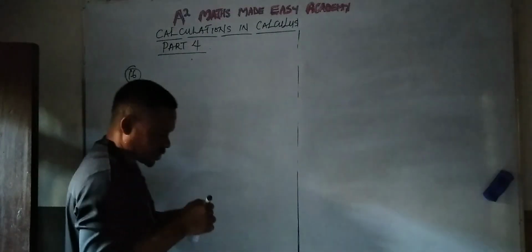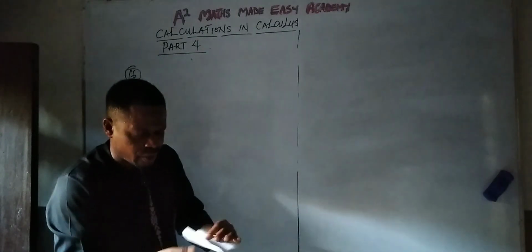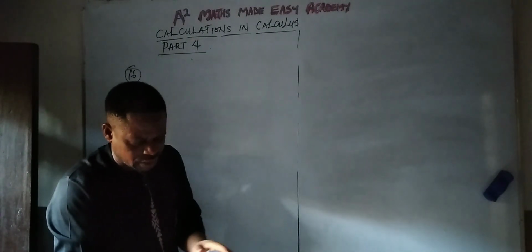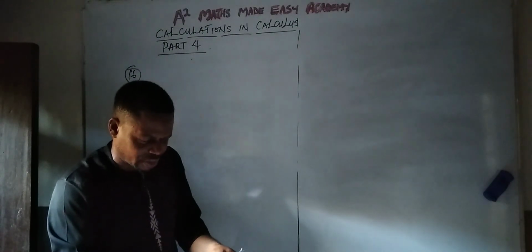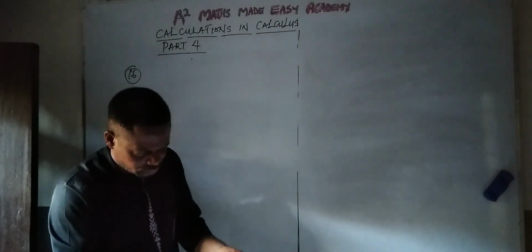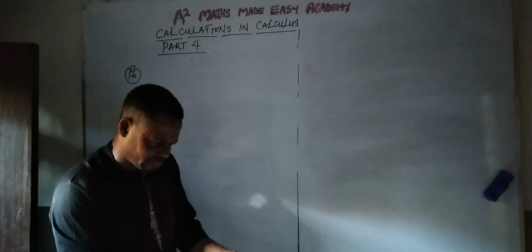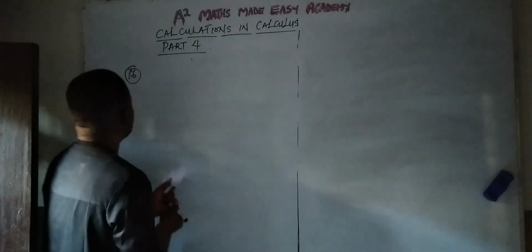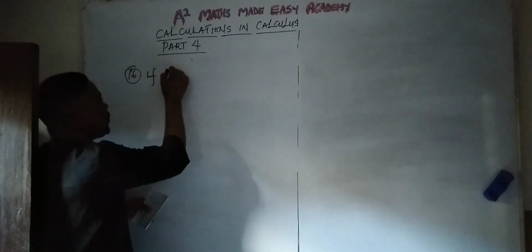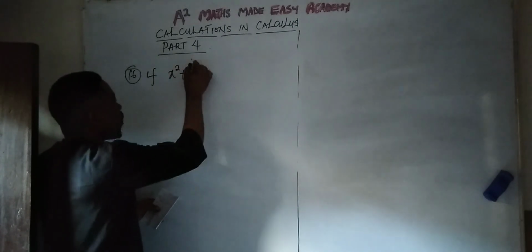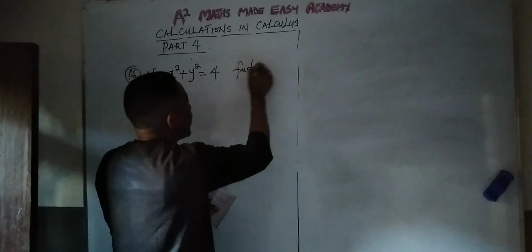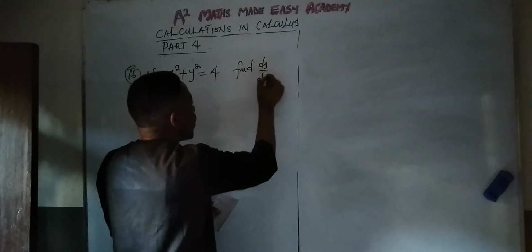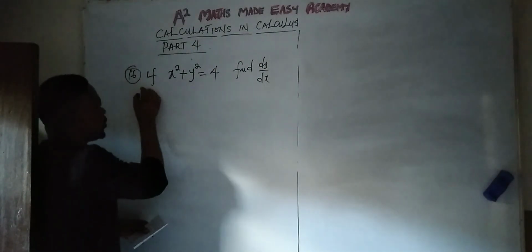Now, let's look at question number 16. What is it talking about? Are you ready? Watch. Now, look at the question. The question says, if x squared plus y squared is equal to 4, find dy over dx.